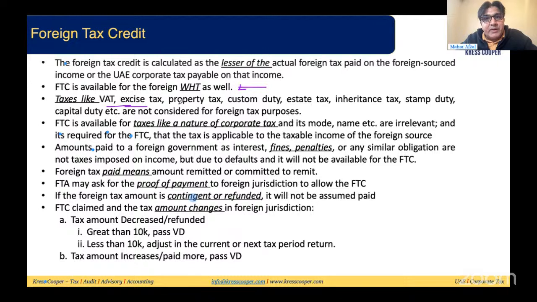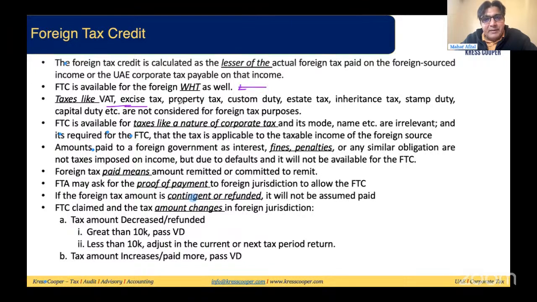This is the reason you cannot take the foreign tax credit on these taxes. Fines and penalties, you don't have any right to take the foreign tax credit because by nature these are not corporate taxes. Foreign tax paid means amount remitted or committed to pay. You have already paid to the respective jurisdiction or you have already committed to pay. But if anything is contingent, then the contingency will not be considered as paid. Suppose litigation is going on with the respective jurisdiction; your tax liability might arise, or might not arise. If there is any contingency, it will not be considered while calculating your foreign tax paid or payable or committed to pay to the respective tax authority.